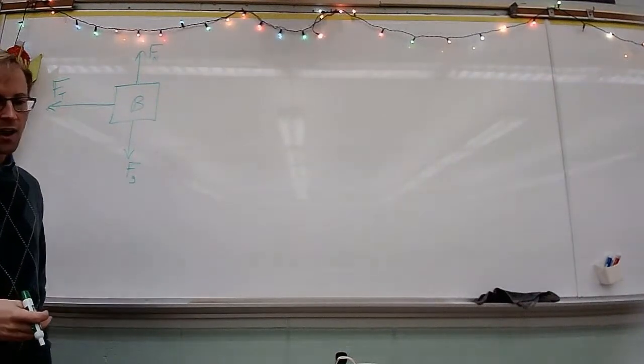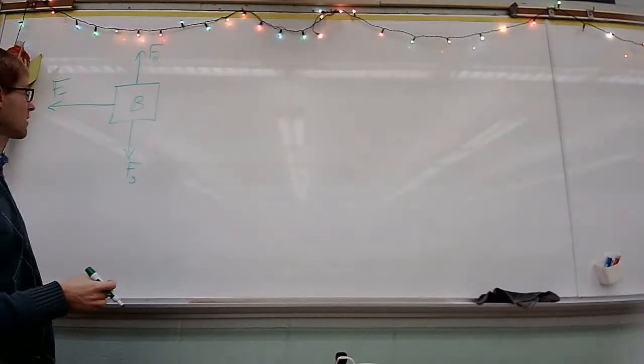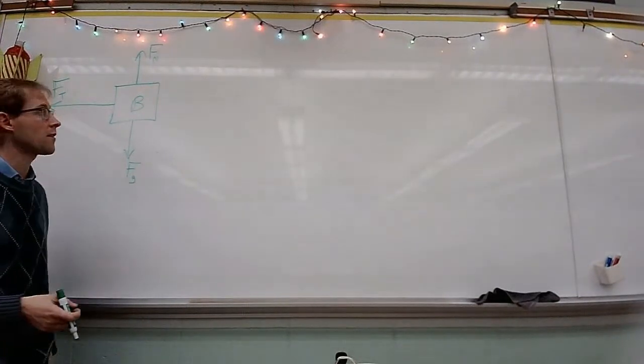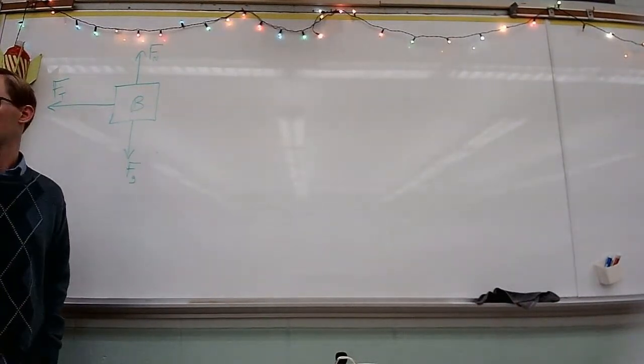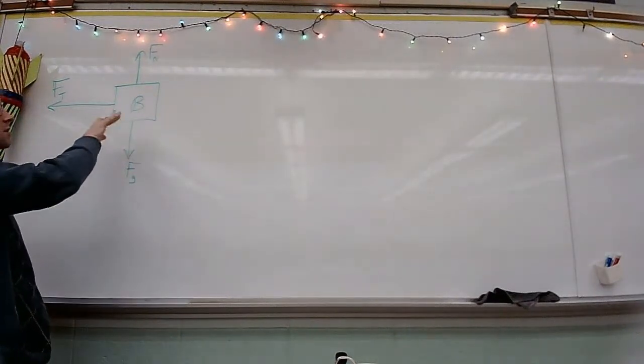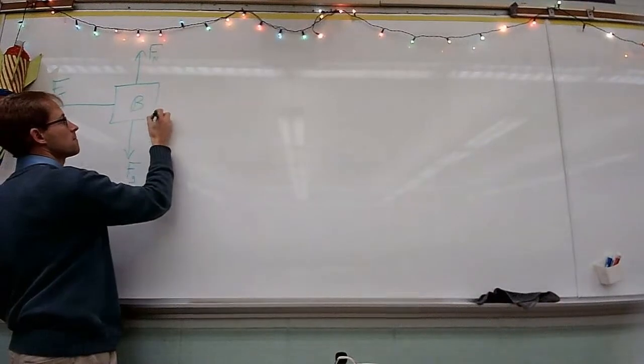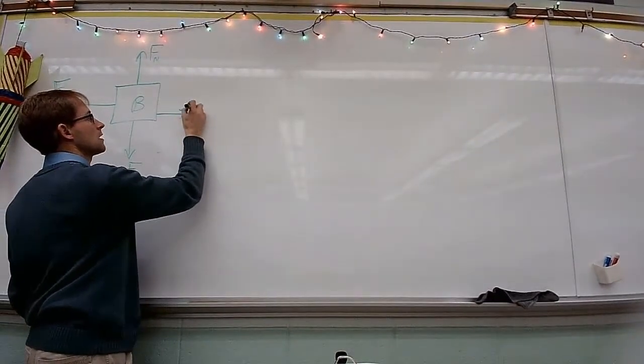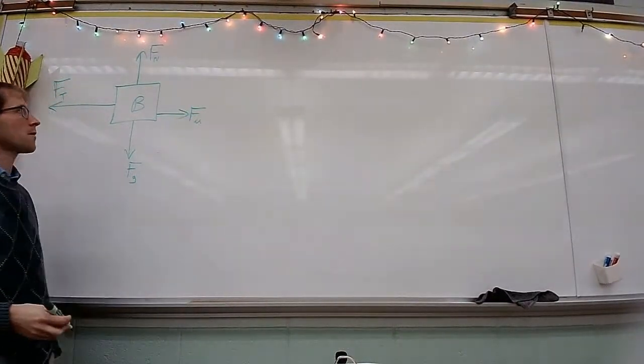Now, to the right, we've got several things going on. Again, there's friction that we have to deal with. Friction is always opposite the direction of motion, which in this case is to the left, so the friction will be to the right. So we've got some friction going that way.